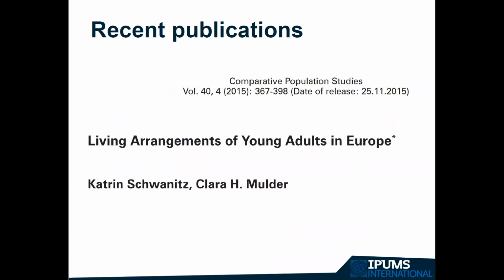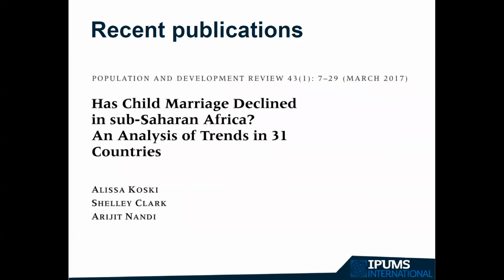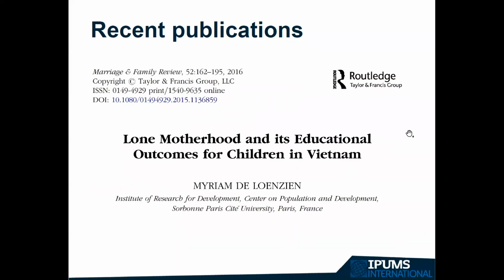So we can take a look at some recent publications that have used IPUMS International data to give you an idea of what people are doing with the data. So here is a paper that looked at the living arrangements of young adults in Europe. Another paper looked at trends in child marriage across 31 sub-Saharan African countries. Here's an example of looking at the relationship between demographic behavior and social or economic outcomes. This paper looked at lone motherhood and educational outcomes for children in Vietnam.